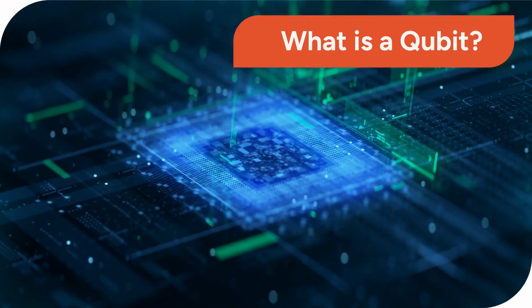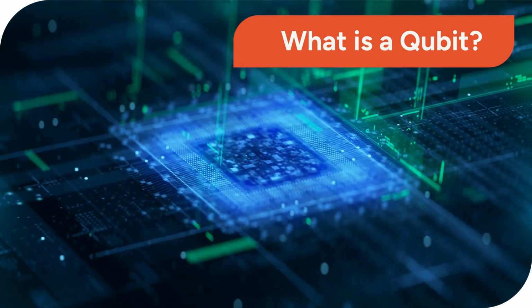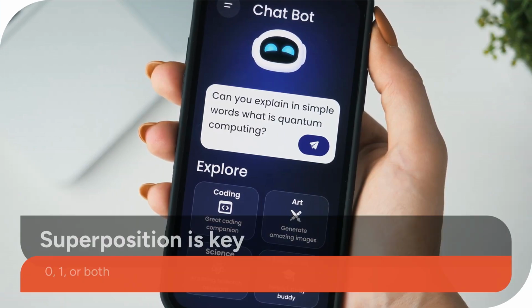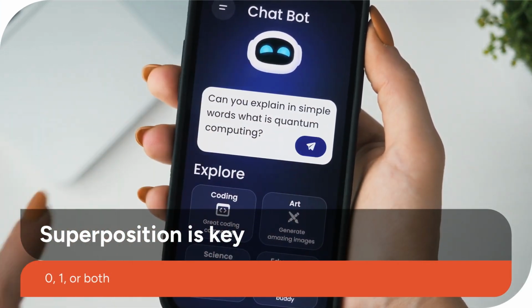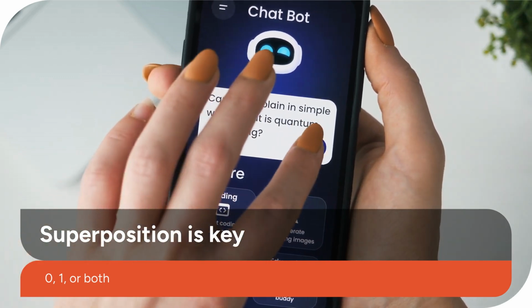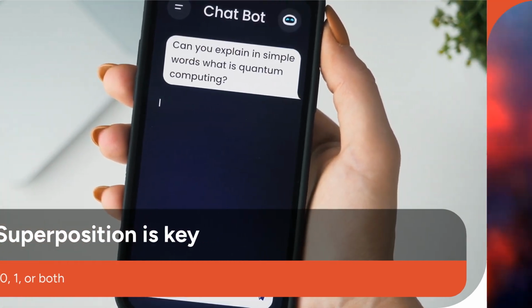A qubit isn't limited to 0 or 1. It's defined by its unique ability to exist in a state of superposition. Superposition allows a qubit to represent multiple possibilities simultaneously. This exponentially increases the amount of information the computer can process in parallel.